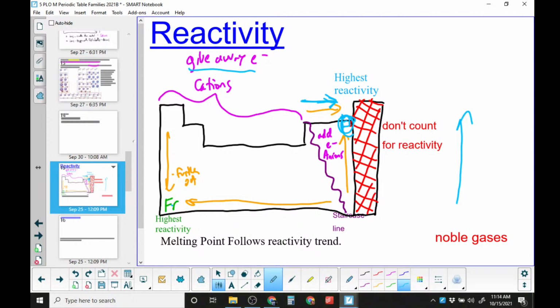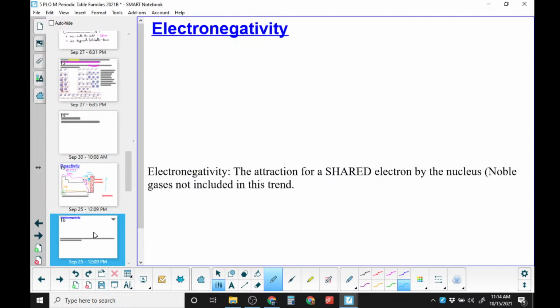So for the next trick, draw another periodic table. No, don't sigh. It's fun. Drawing periodic tables is fun.